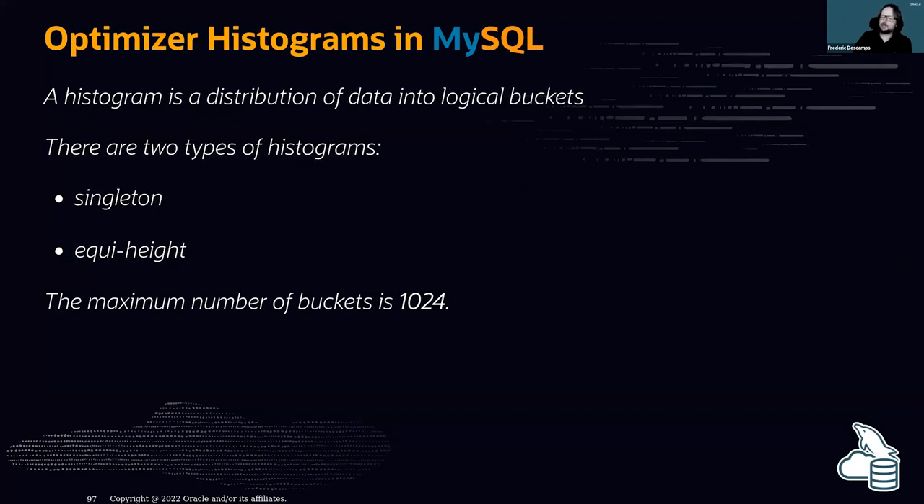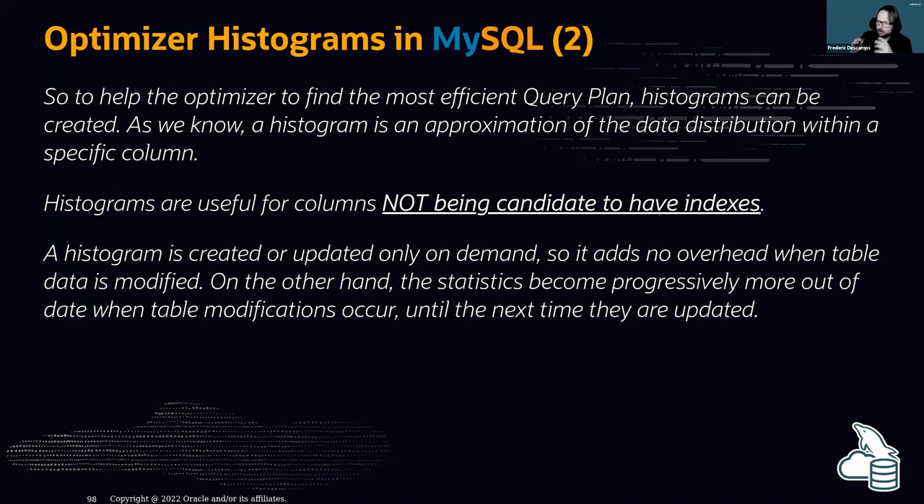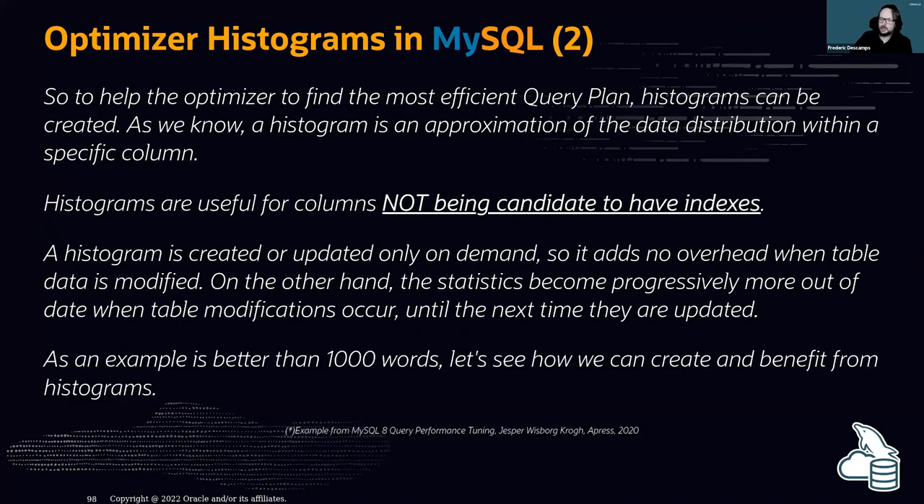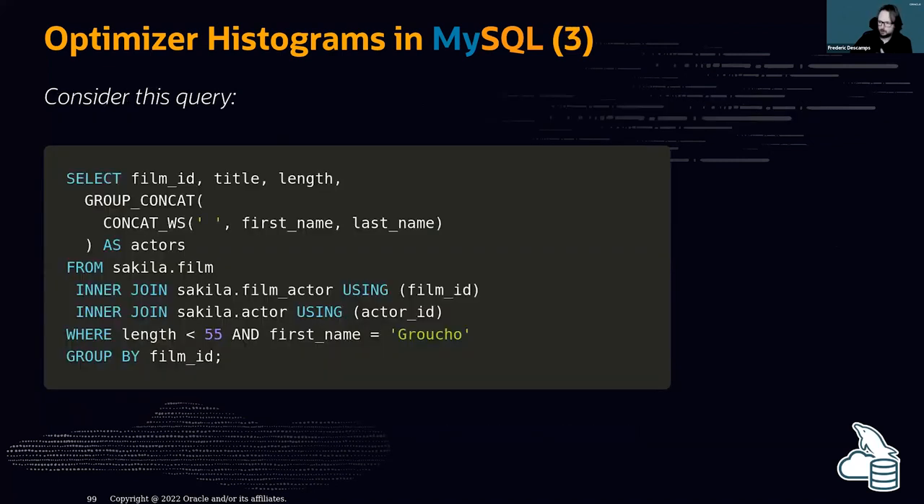But optimizer histogram, it's when you are not able to create indexes because there are way too many values. MySQL has the possibility to create a histogram. Just wanted to show you here. For example, I have this query where I want the first name to be Crucio and the length of the movie has to be less than 55 minutes. It will return me 6 rows.